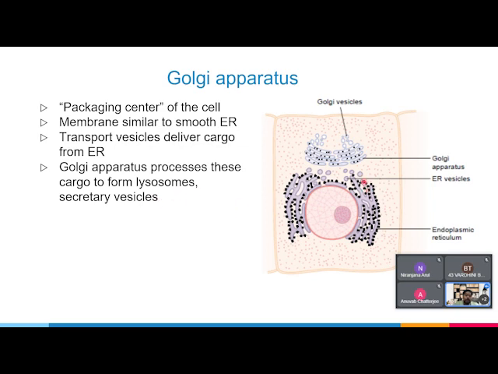So after being packaged in the Golgi, it will go back to the nucleus. Or if it is not well folded or not functional, then it will be directed towards the lysosomes, where it will be completely degraded, and the amino acids produced from that degradation process can be reused in the process of translation. So this is the function of the Golgi apparatus.